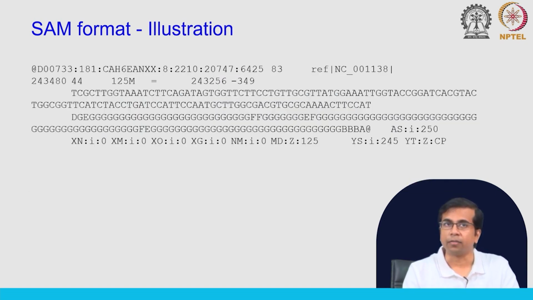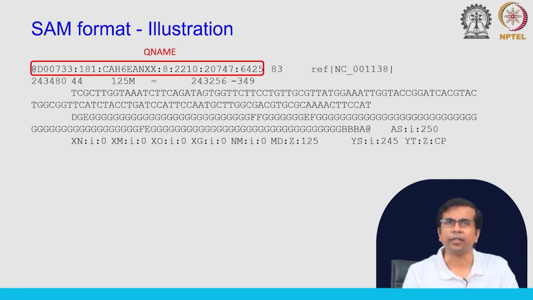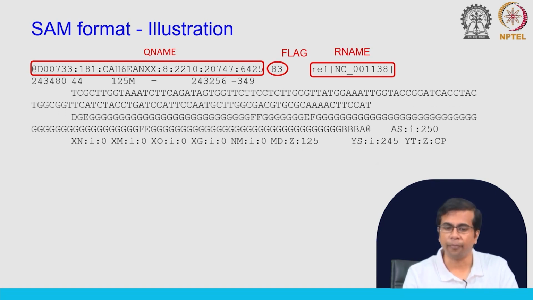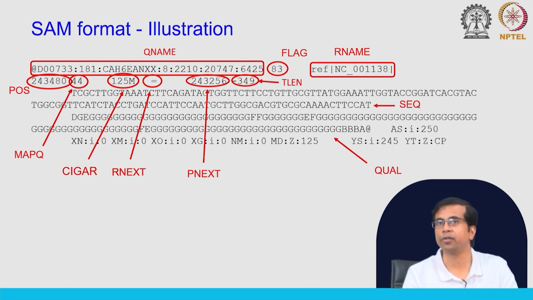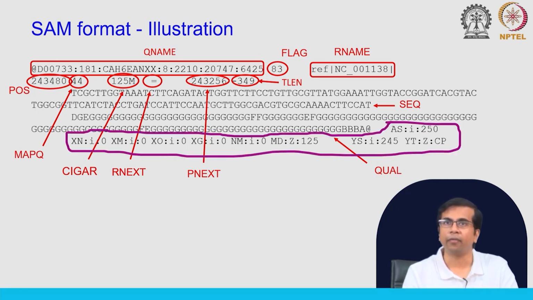All right. Just as a final illustration, this is the QNAME that you will get. Then you have something called FLAG. This is the RNAME. Then you have the POS field. This is the MAPQ. This is the CIGAR. Then you have RNEXT. This is PNEXT. Then you have the TLEN. So, these are the compulsory fields. You have sequence and quality, of course. These are also present in the data as part of the compulsory fields. Then following that you have these optional fields, and you get these different characteristics that describe the alignment.